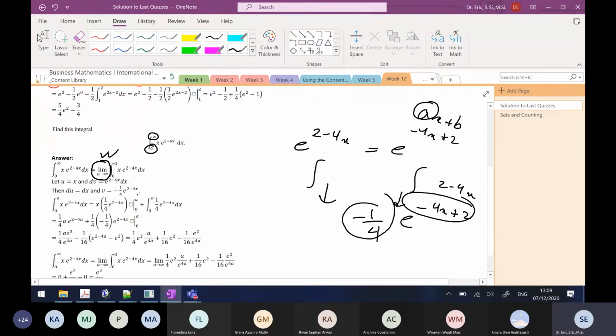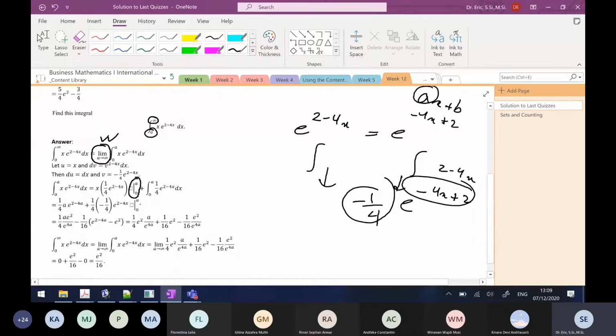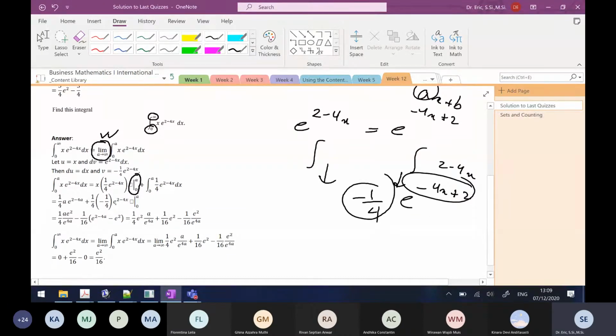So you have this one. Don't forget the evaluation mark, evaluated at these limits. Then you can write this down, and then you have the integral of e to the power of 2 minus 4x. If you have already done it here, dv is this, so v is just the integral of e to the power of 2 minus 4x dx. So you have this.